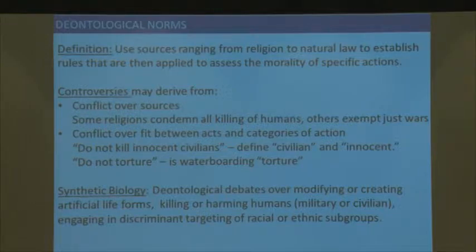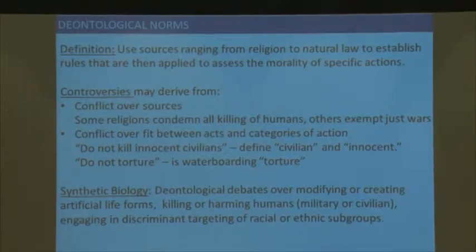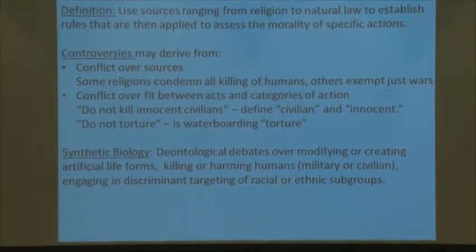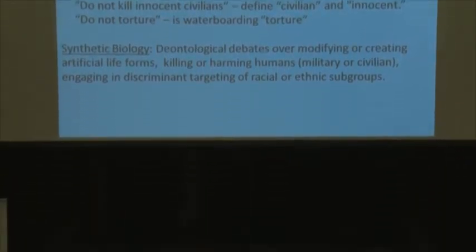But there's also conflict. If you accept a principle, do not kill innocent civilians, then we have this little issue of how do you define civilian and innocent? Or do not torture. We all agree as Americans, do not torture. Is waterboarding torture or specific other categories of action torture? And a deontological approach is probably a lot easier and clearer in terms of its application than what we're about to talk about, the consequentialist. But even here, there's ambiguity.